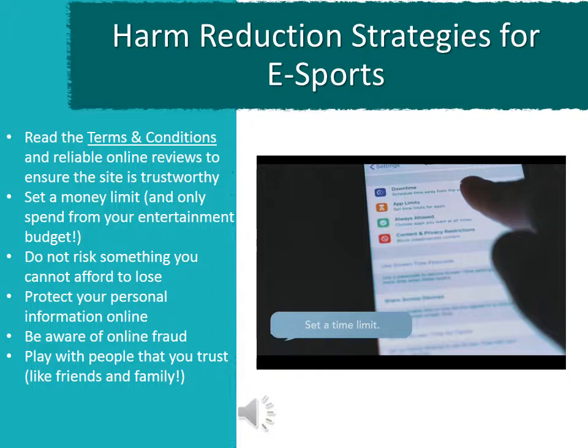Whenever playing online, it's important to protect your personal information and be aware of online fraud. Remember, esports betting can be a fun activity, but by using these harm reduction strategies, we can make sure that we're always playing safe.